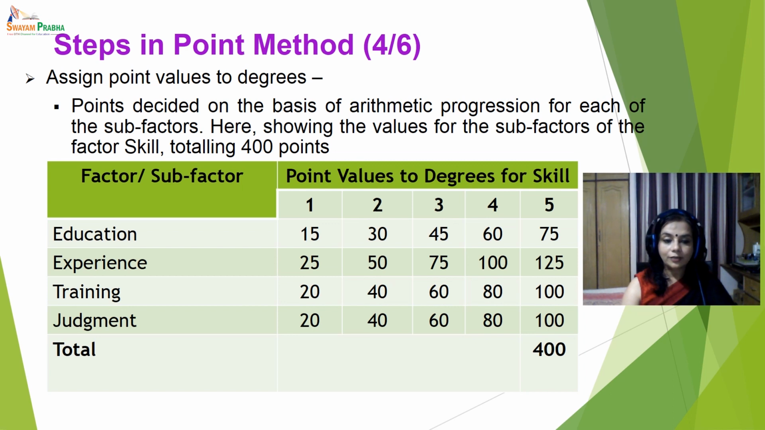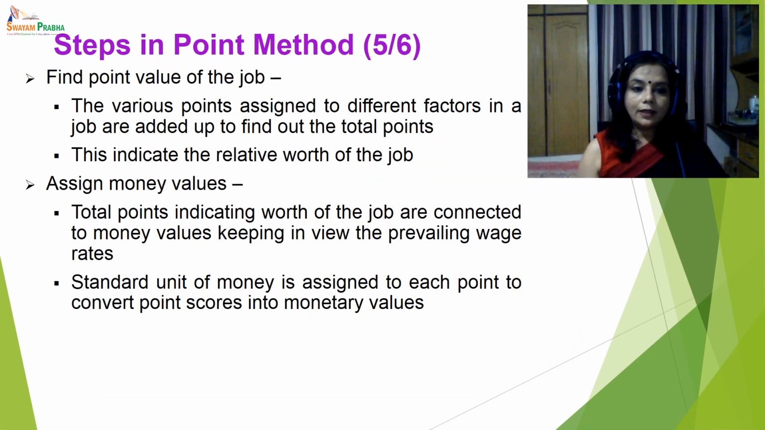In arithmetic progression, the level 1 value increases in arithmetic progression till the last one, that is the maximum point. So it can be education 15, 30, 45, 60, 75, a gradation which increases by 15 at each level. And when we total up the whole of the sub-factor scores, the fifth row, that is the maximum point, again it comes out to be the maximum point which we have assigned to the factor skill, and that is 400.